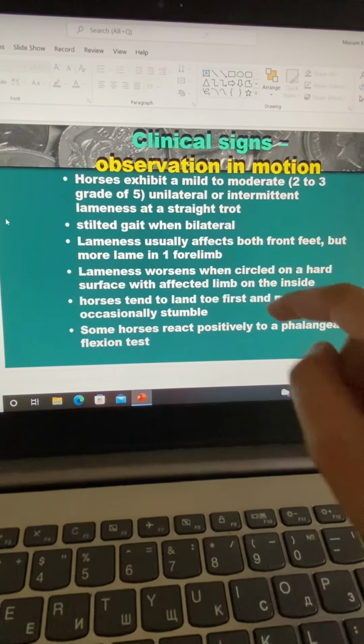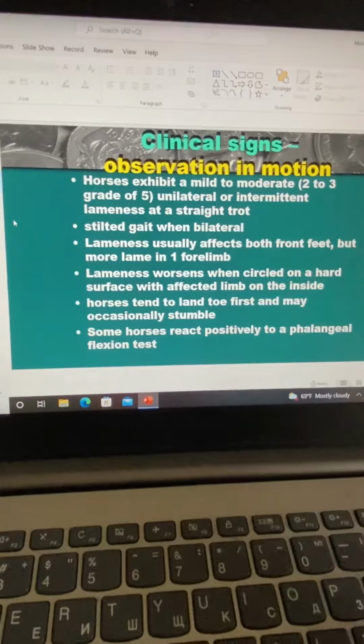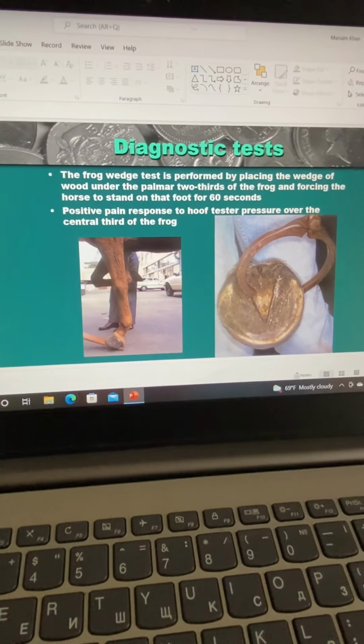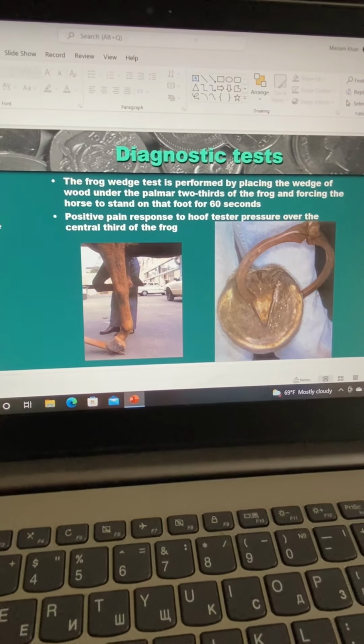And if you do the phalangeal flexion test, it won't be helpful because some horses may react fine to that. So this has been a bit long, so we'll come back and do diagnostic tests.